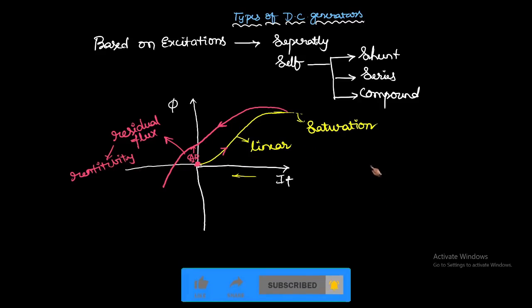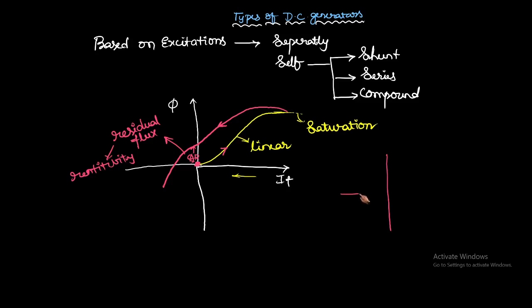You can see this curve if you observe the BH curve. In the BH curve it increases like this, and it comes back like this. Whenever it is coming back, it goes and increases like this. So this is the BH curve. There must be a residual flux, only then can you generate the EMF in the case of the DC generator.